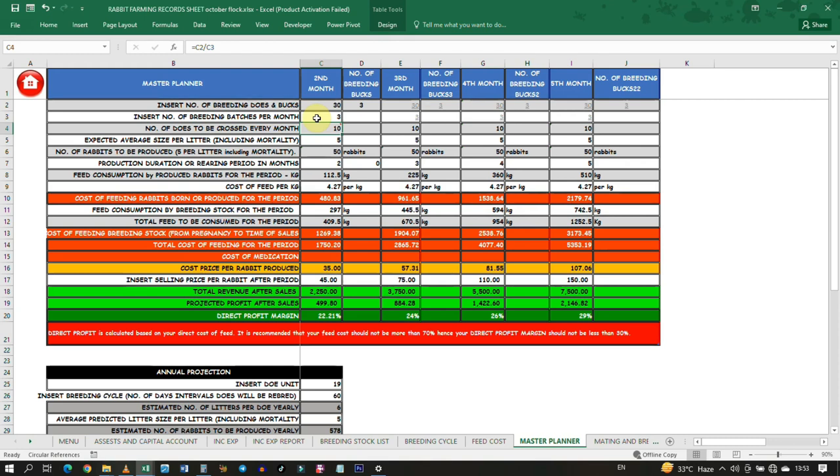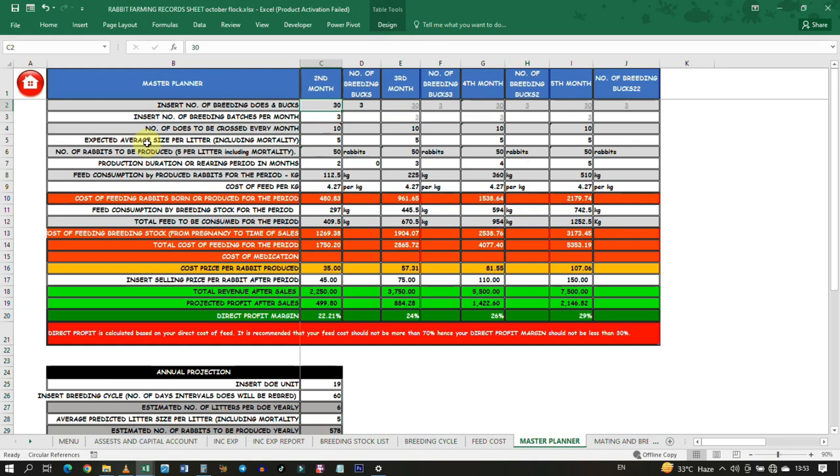If something happens to the first one, the second ones will quickly fill up the empty space. Rather than raising them all at a go, then when you sell them off, your farm will be so empty. You have to wait for the next 3 months to have new ones. It's not good. So always do 3 batches. Then the spreadsheet automatically gives you that, based on the number of does you plan on dealing with, you're going to be crossing 10 rabbits, or you should be expecting 10 rabbits to give birth every month. Always check it up. If you're not getting that, then it means that you are losing as a business.